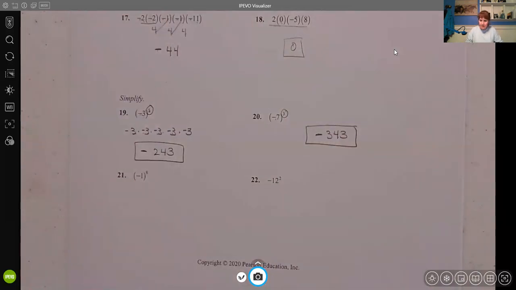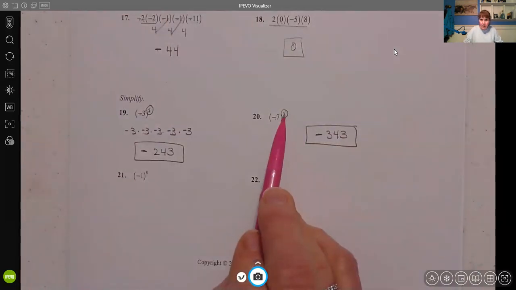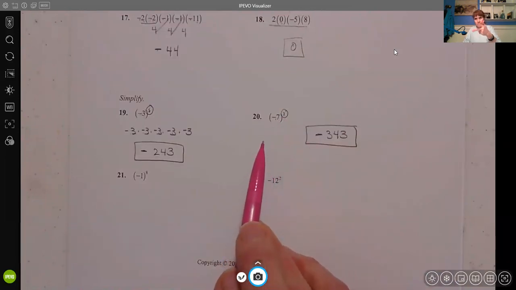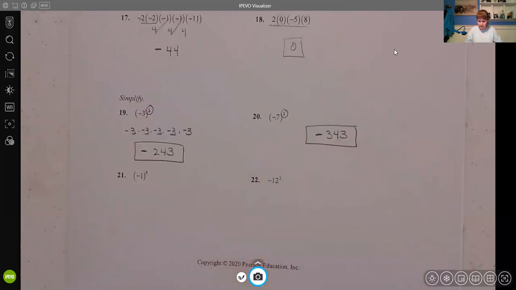So you determine the sign by looking if that's even or odd. I've got an odd number of them. So it's negative. And then you take 7 times 7 times 7, 343. Number 21.